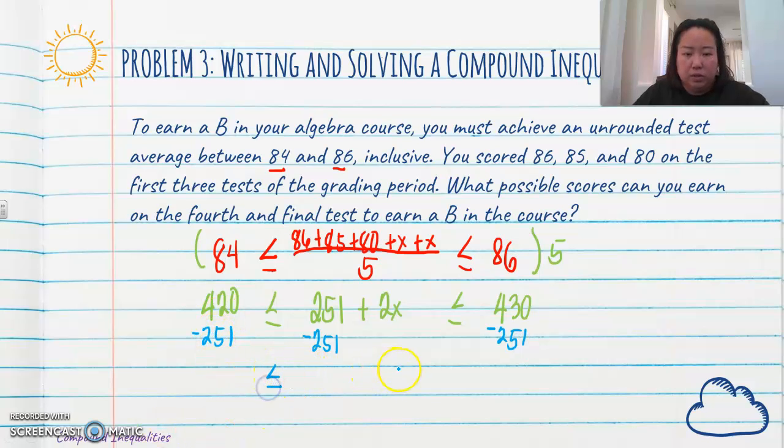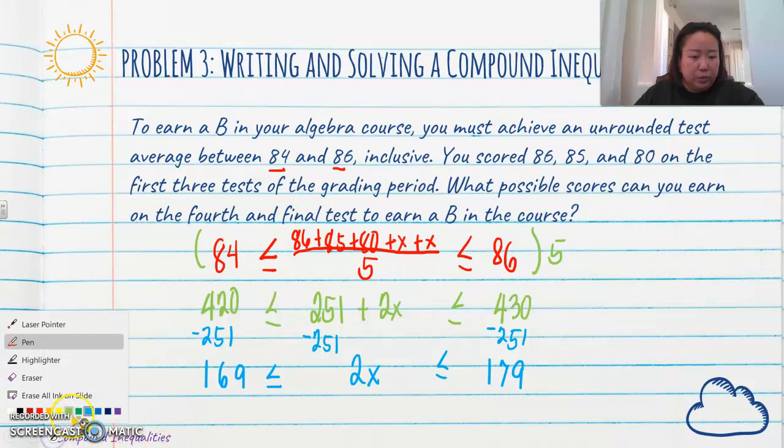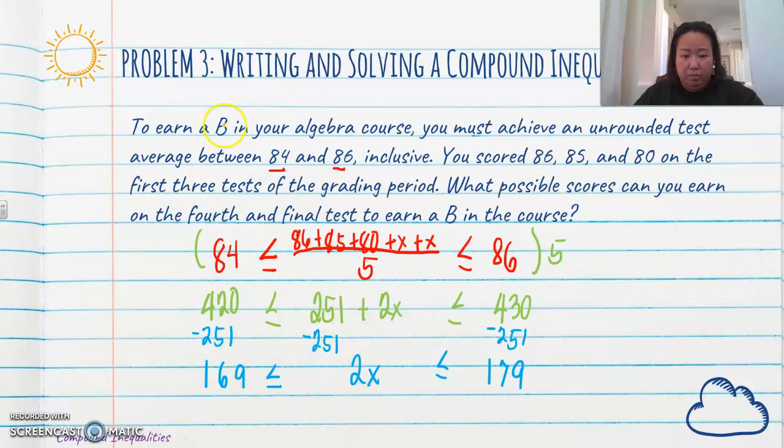And so this will give us what? This is now just x, less than or equal to, all right? So 420 minus 251, that's a 9, that's a 6, that's a 1, all right? This one is going to be a 9, a 12, and then a 3, so 179, okay? So now, to isolate our x, we need to divide everything by 2. So divide both sides by 2, okay?